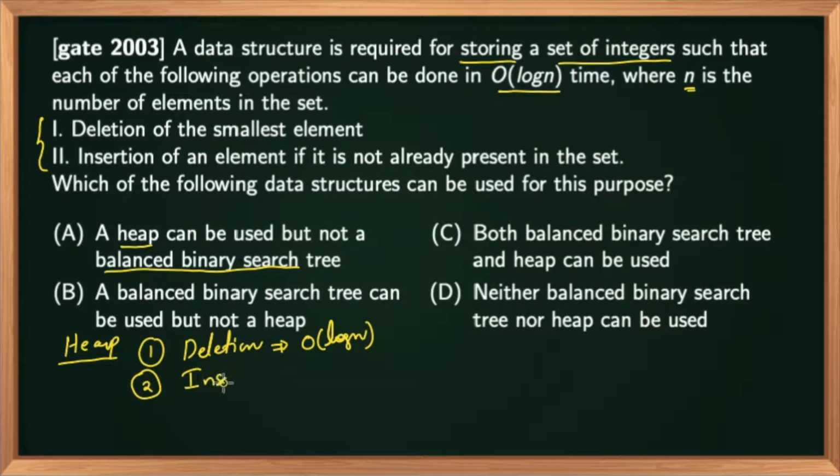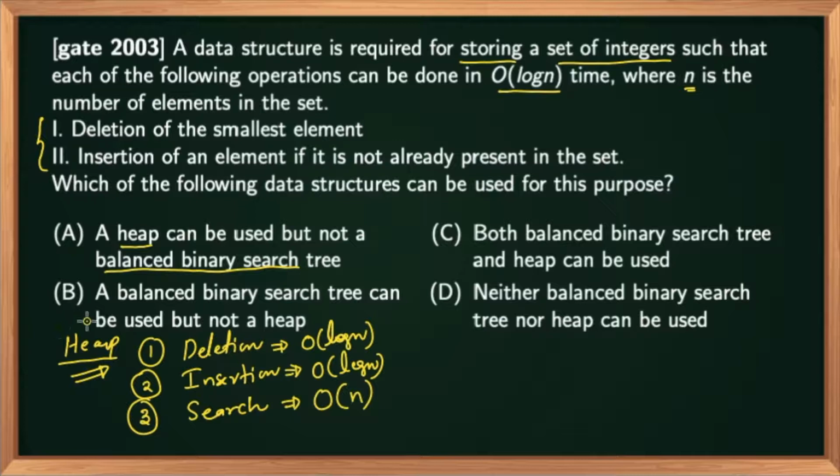Second, insertion is also supported, and it takes order of log n time, because we know that heaps are actually complete binary trees, and the insertion and deletion algorithms in the worst case take the height of the tree, and we know that the height will be log n because it's a complete binary tree, right? Then what about search? The basic data structure of heap does not support the search operation. So if you want to search in a heap, you have to consider it as an array and go from the beginning to the end to search for an element. So it is going to take order of n time.